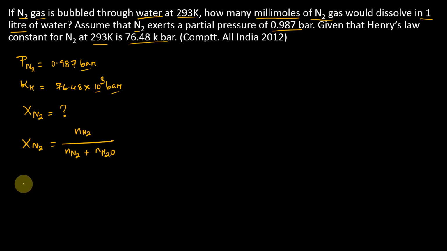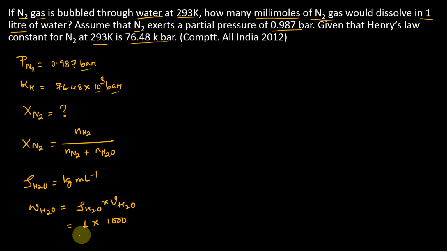अच्छा, number of moles of water. वाटर का डेंसिटी कितना होता है? वाटर का डेंसिटी is 1 gram per ml, right? So the weight of water कितना होगा? That will be density of water into volume of water. What is the density of water? Density of water is 1 gram per ml. What is the volume of water? That is 1 liter, that is 1000 ml, right? So weight of water will be 1000 gram.